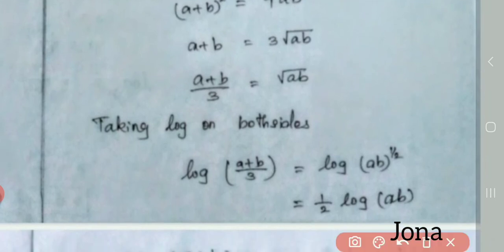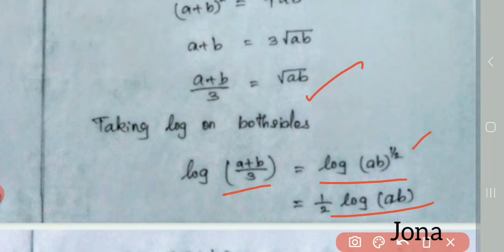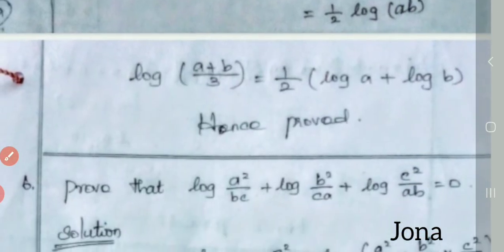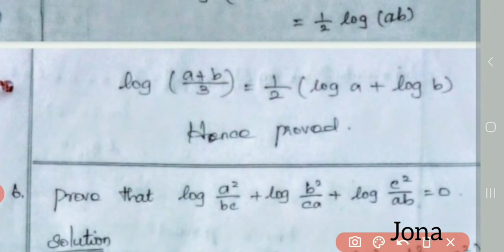So, taking this 3 down, we can have a plus b by 3 equal to root ab. Take log on both the sides. So, log of a plus b by 3 equal to log of this ab whole power 1 by 2. That square root is nothing but whole power 1 by 2. So, we can take this 1 by 2 here. So, we can write this in this form, half into log of ab. So, it is in multiplication now, isn't it? So, we can write it in addition format. So, log of a plus b by 3 equal to half into log a plus log b.